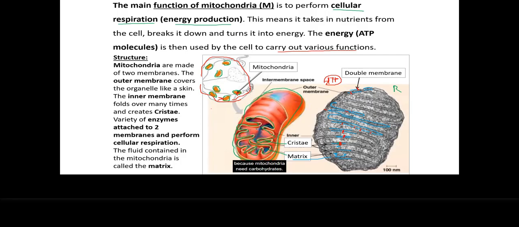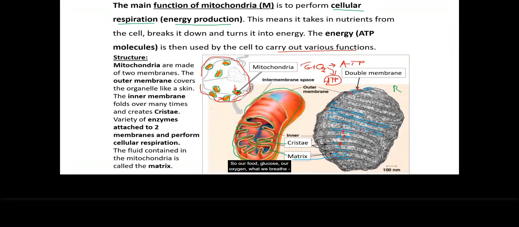Because mitochondria need carbohydrates, they also need oxygen. So when we breathe air, it will again be absorbed in the blood and distributed to all our cells. So it will move also to each cell, to the mitochondria, and this is what will be used during these chemical reactions inside of the mitochondria to produce ATP molecules, a lot of them.